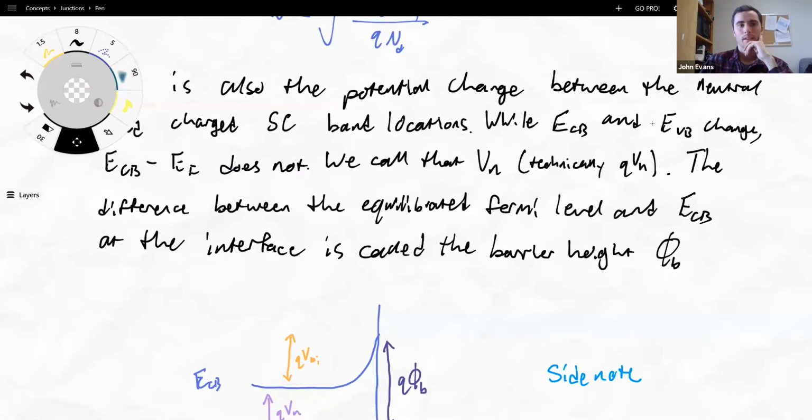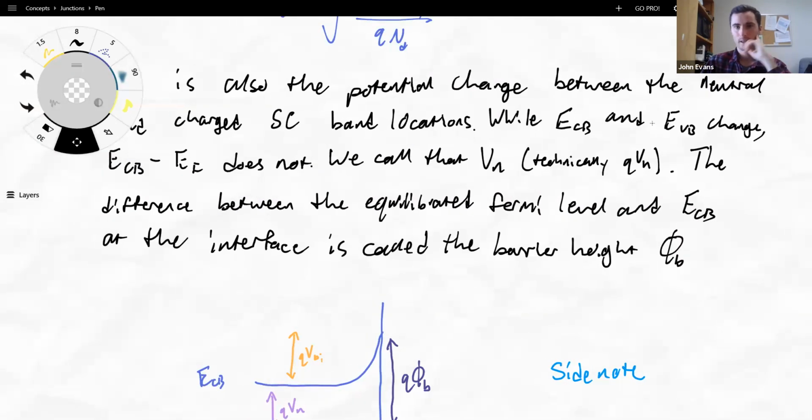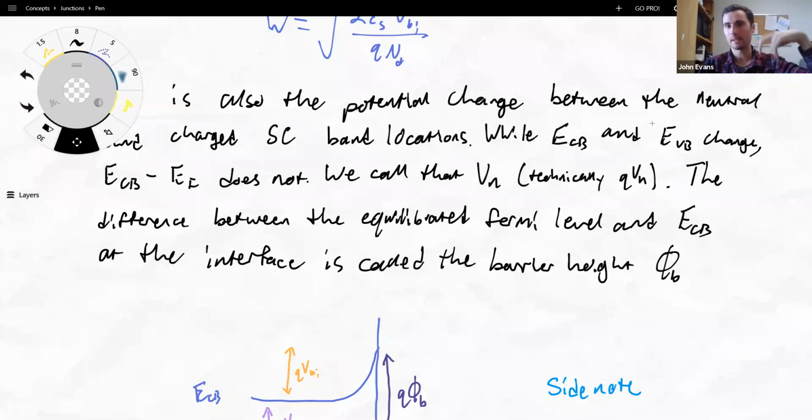All right. So that difference between the conduction band and our Fermi level at equilibrium is V sub n, and it doesn't change in the bulk of the semiconductor, right? So essentially what we're saying is the difference between the chemical potential and the conduction band in the bulk semiconductor, the semiconductor that is not affected by any electric fields, remember, we're in that quasi-neutral region, that potential difference is always the same.